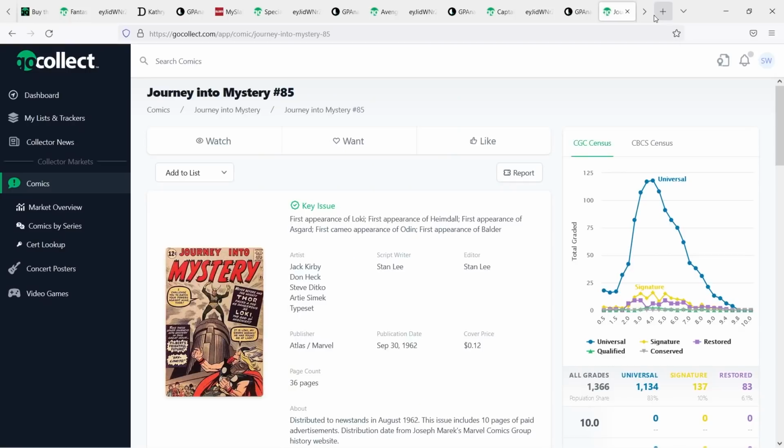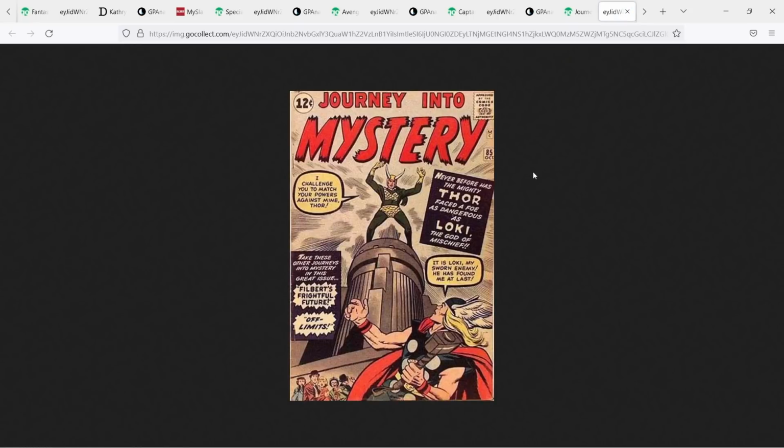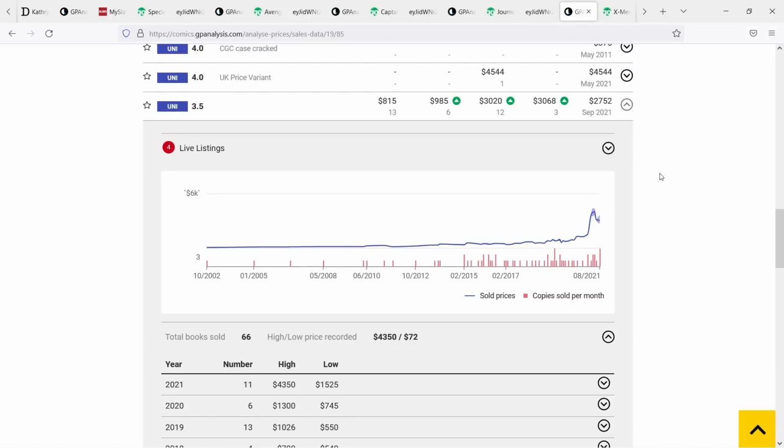All right, let's go on now to the second book here. The second book I have is Journey into Mystery number 85. And what is the significance of this? Well, of course, this is the first appearance of Loki. Now, of all the books on the list, this one has dipped the least, I would say, as far as the numbers are concerned. But we still have seen a minor dip for this particular book. Of course, we all know Loki got super hot during the Loki show. And this is the closest to us of the shows I've talked about so far. So maybe this one is still dipping, so to speak.